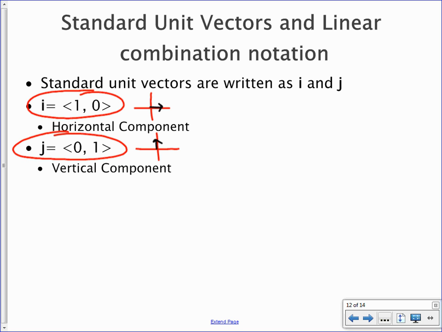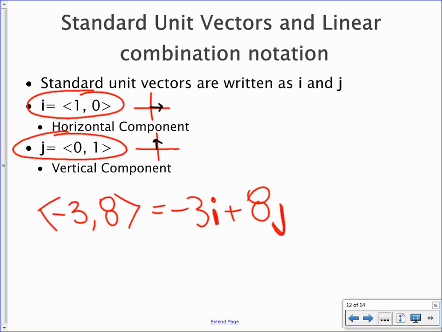Notice how I and J are bolded because they're the names of vectors. So our vector negative 3, 8, we can write as negative 3 I plus 8 J. It's the linear combination of the two. So you're adding these two together. Now, why does this work? Remember, I is the vector 1, 0, plus J is the vector 0, 1. So by the end of this, you're getting the vector negative 3, 8. But you have to have that addition in between.